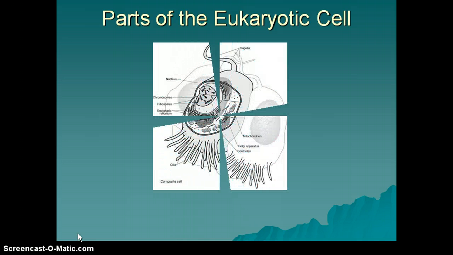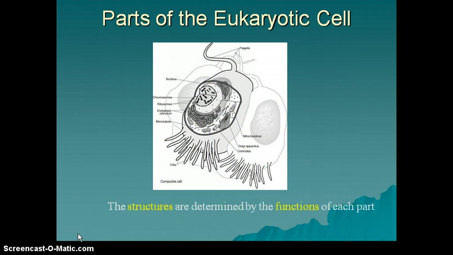So parts of the eukaryotic cell, you can see here, we have some individual parts: the nucleus, the chromosomes, ribosomes, endoplasmic reticulum, and microtubules, mitochondria, Golgi apparatus, centrioles, and cilia. Now, some of these we're going to spend time on tomorrow's notes looking at the specifics about each of them. And some of them we don't spend as much time on. The key part here is structures of the cell are determined by the functions of each part. So each of those little organelles look a little different from each other because they have specific functions inside the cell.